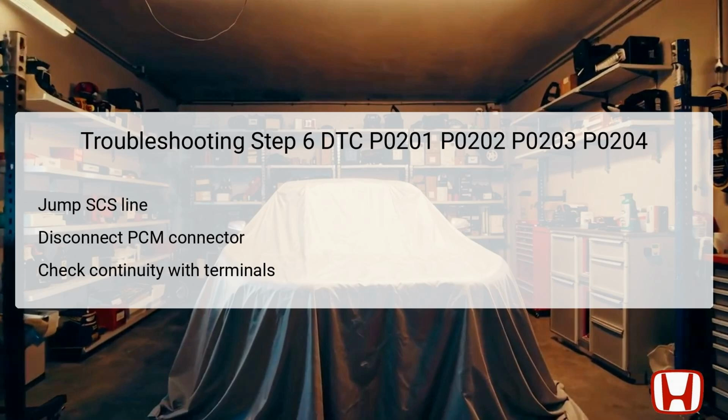If continuity is confirmed, the wiring is functional, allowing for potential updating of the PCM software or substitution with a known good unit to see if it resolves the DTC. If continuity fails to exist, it signifies an open wire that must be repaired before the system will operate correctly.